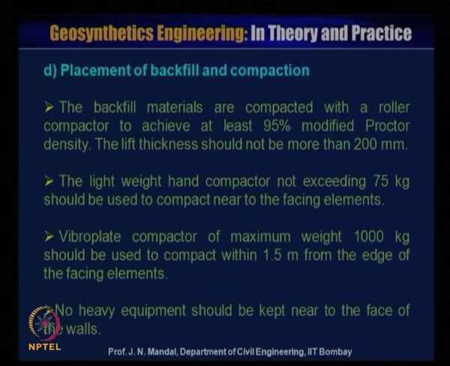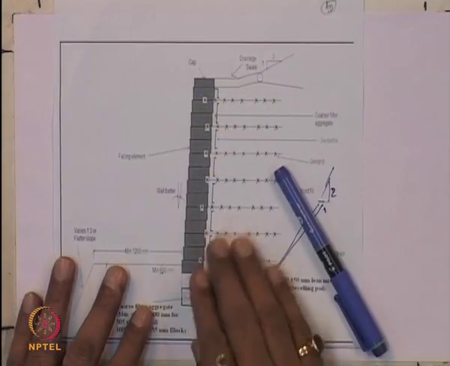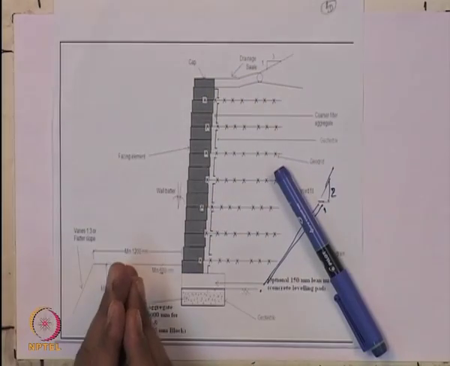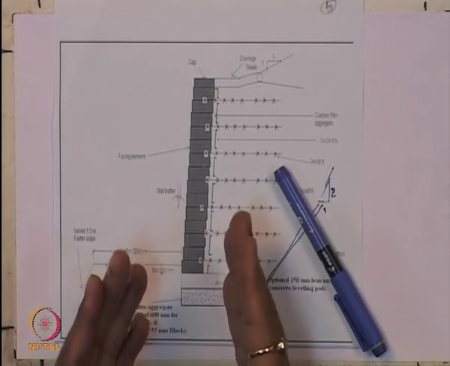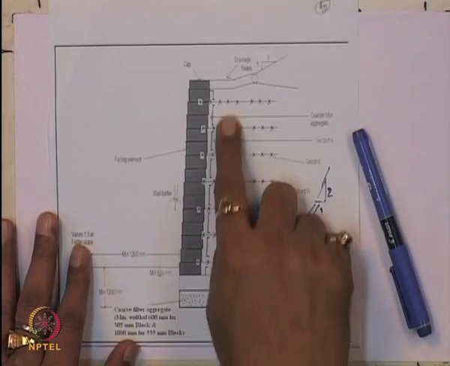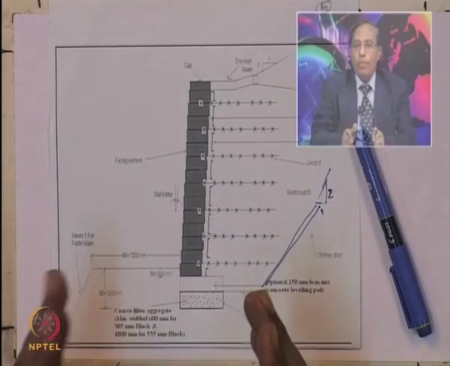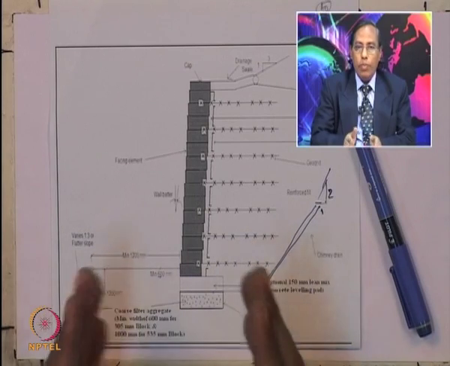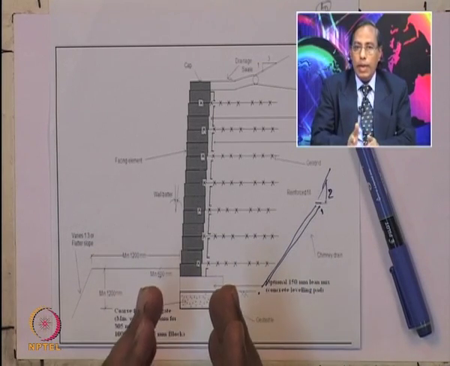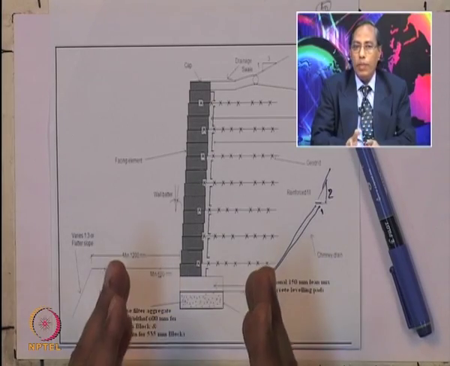So, no heavy equipment should be kept near to the face of the wall, because if you keep it near to the face of the wall, there is a possibility for bulging of the facing element. So, you have to be careful when you compact this reinforced soil retaining wall near to the facing element. It is very important that during the compaction, both the horizontal and the vertical alignment of the fascia panel or the block must be observed regularly.